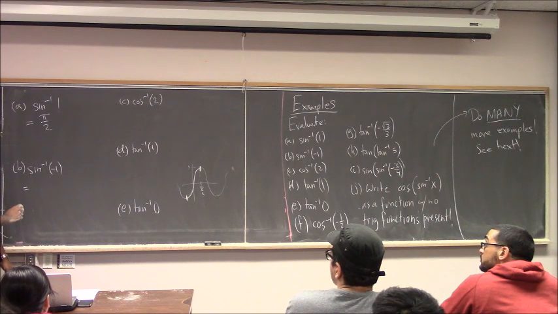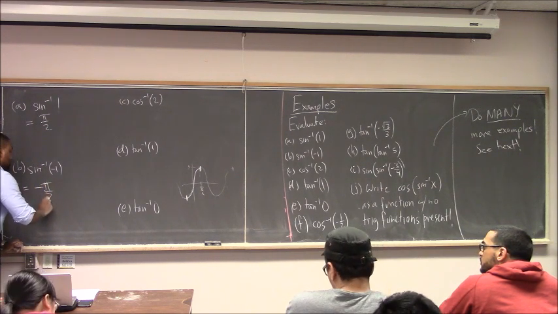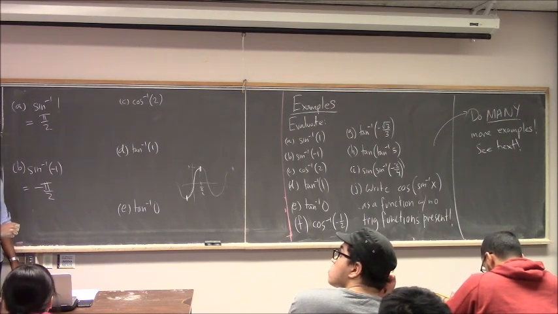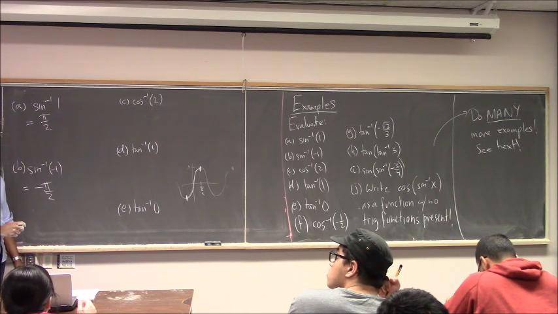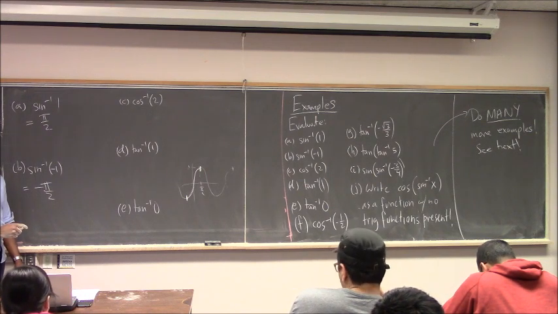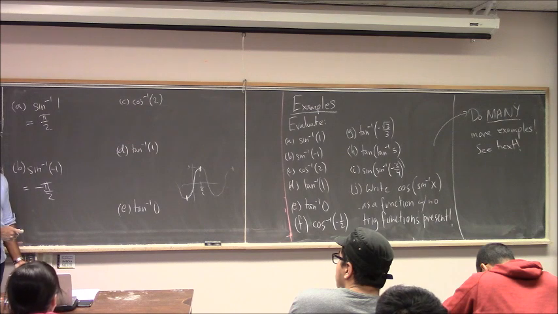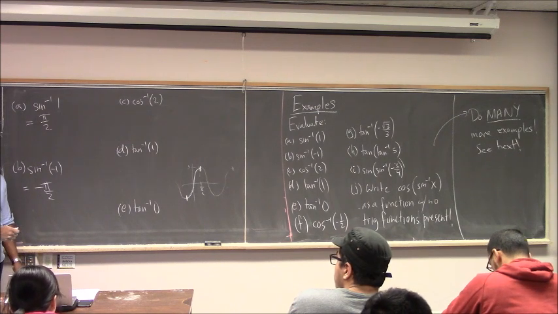Sine inverse of minus 1. Negative pi over 2. Minus pi over 2. Now someone said 3 pi over 2. Why not? If I take sine of 3 pi over 2, I also get negative 1, right? Why is that not the answer?